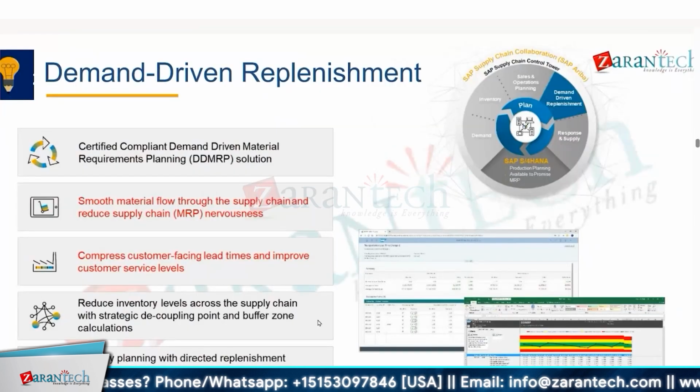So maybe a couple more slides we'll take and then we switch over to the web. Okay, so demand-driven replenishment, DDMRP. So basically, this helps in smooth flow of material throughout the supply chain. Okay, and reduces the gaps, the nervousness within the demand versus supply gaps.